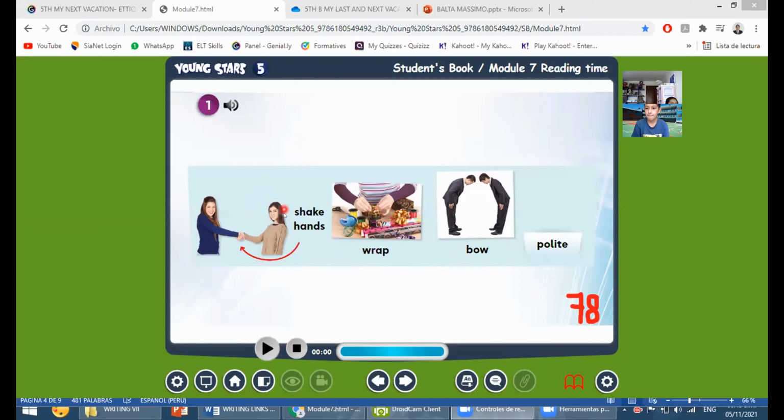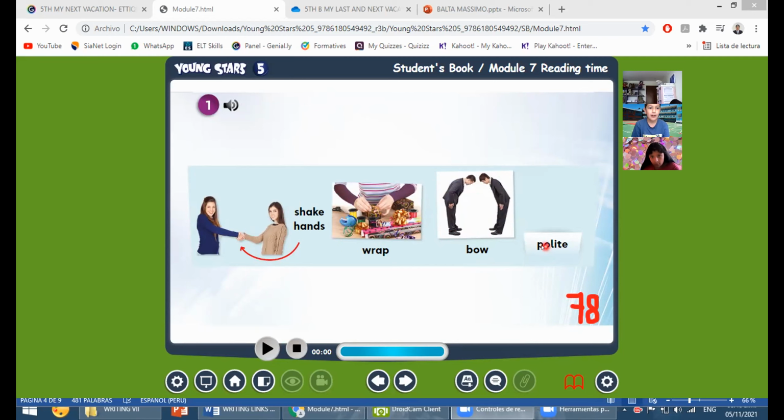Well, shake hands, as you can see, is this gesture. Wrap is when you have a present and you need to wrap it. You have a present for a birthday or for your mom's day or your dad's, and then you need to wrap the present. Forrar, envolver. Bow, you know, is this gesture.